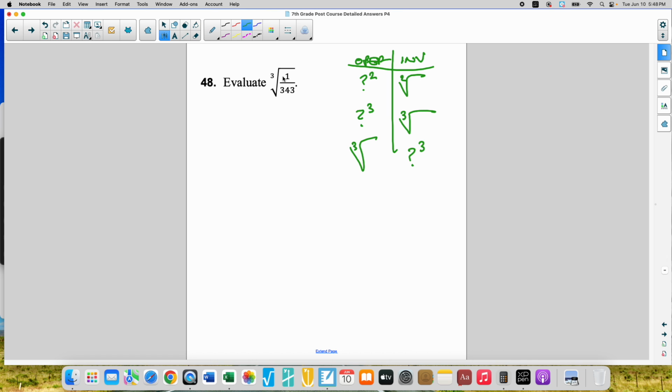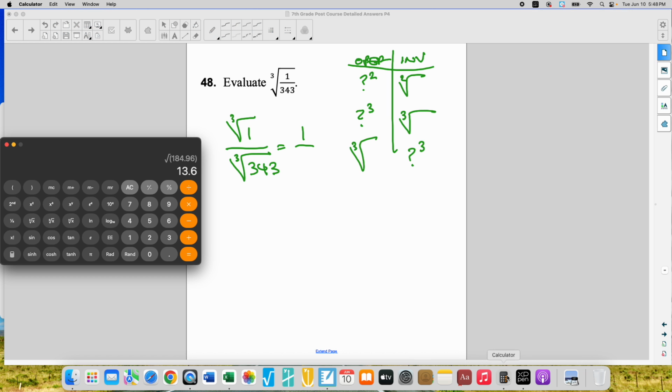So we can separate this division into two separate cubes or radicals. So the cube root of 1 equals 1, and the cube root of 343 was 11? 11 or 21? So notice we have a cube root here. So 343 equals, oh, not even close, 7. Wasn't even close.